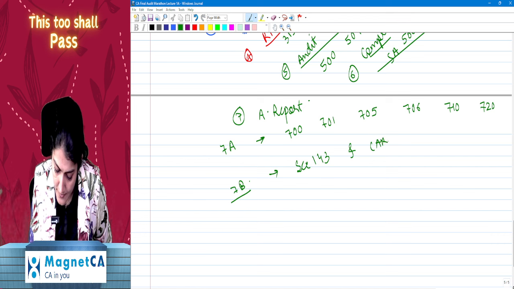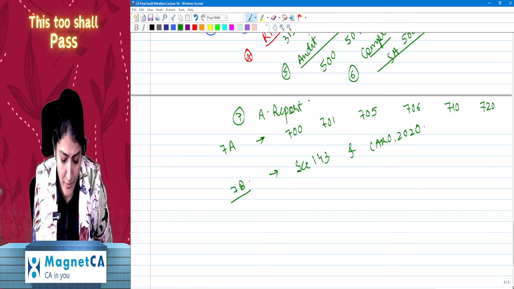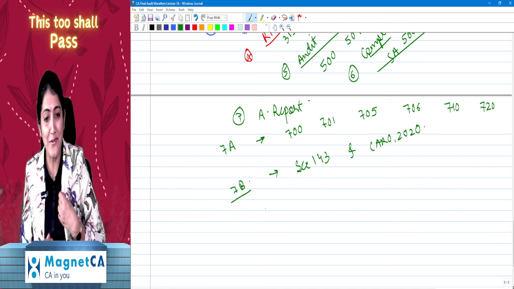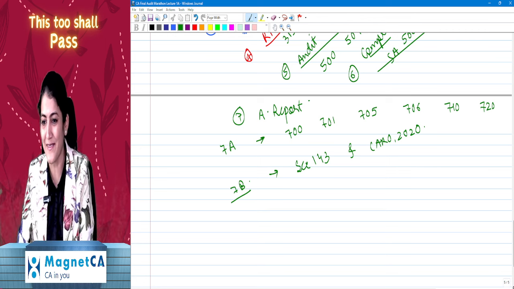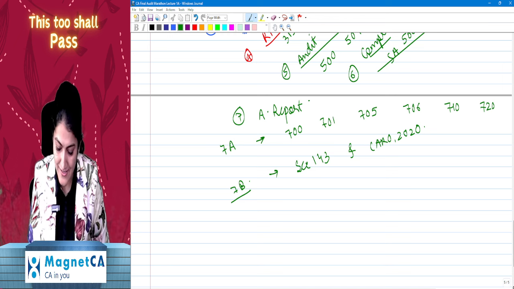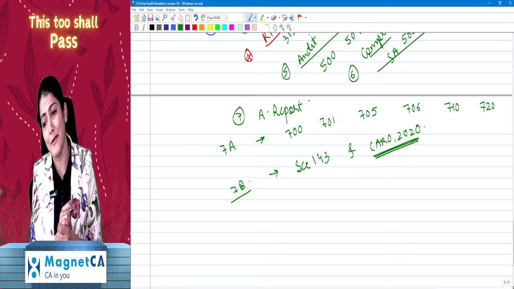How many clauses in CARO? You say, ma'am, you're asking such simple questions. Is the institute going to ask that simple question? No, the institute will ask you its own level of questions. Wonderful, right? 21 clauses in CARO 2020.